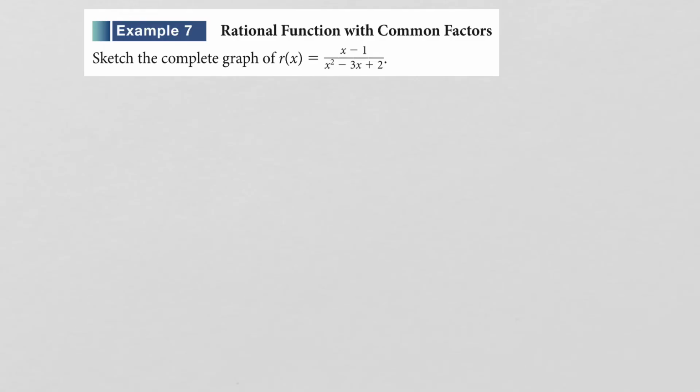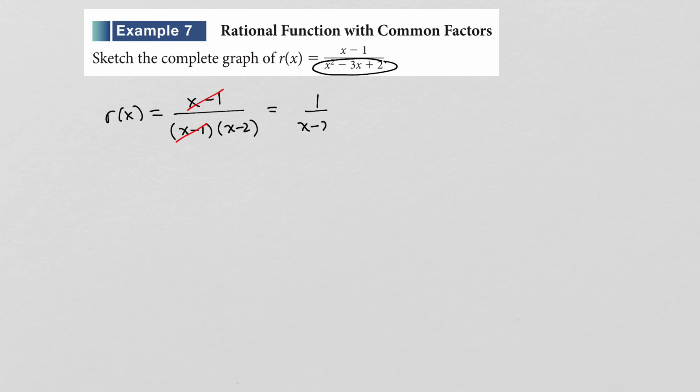Now let's take a look at a rational function that has common factors in the numerator and the denominator. So here is an example. We have r of x is equal to x minus 1 over x squared minus 3x plus 2. That can be factored into x minus 1 times x minus 2, and you could verify that if you want. And I want you to notice that there is a common factor of x minus 1 in the numerator and the denominator. So those can be canceled out, and this becomes 1 over x minus 2. So essentially, the rational function is just 1 over x minus 2.